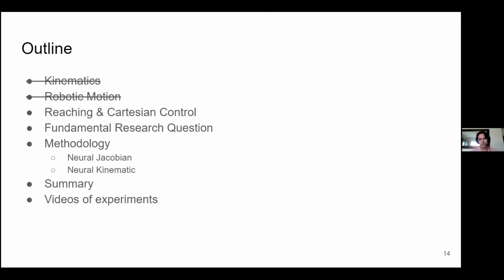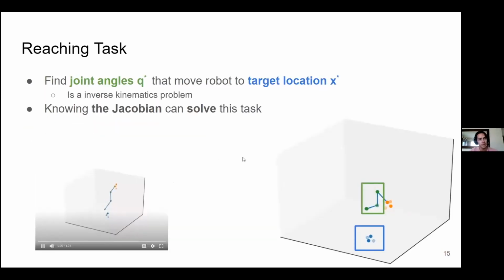But to put in the context of, okay, we can describe these equations of motion, what are they actually good for? The problem that we explored and did our experiments on is the task of reaching, where the idea is that we want to find some joint configuration Q star that moves the robot to a target location X star. This is just inverse kinematics. If you're familiar with it, if you're not, that's another way of describing reaching, is the inverse kinematics problem.